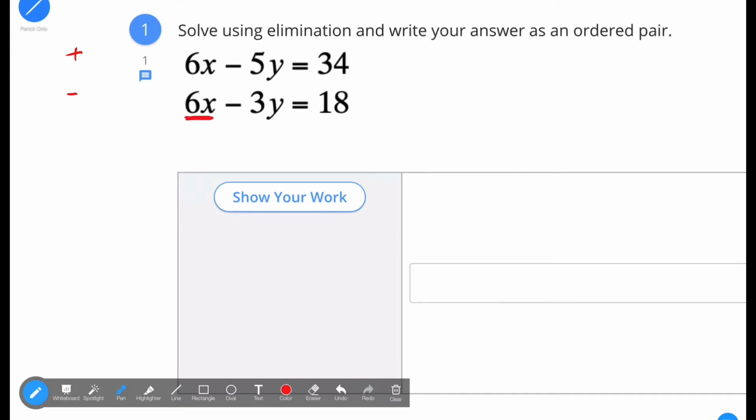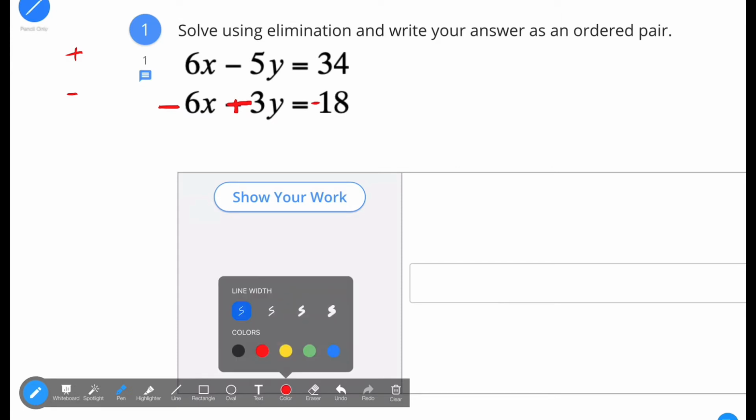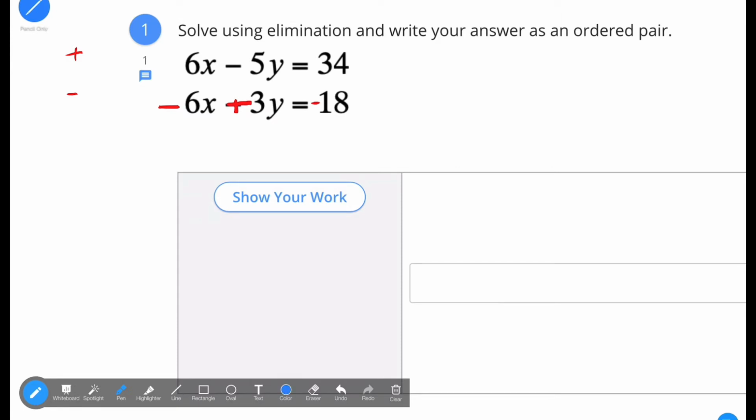So let's say that I want to make this number 6 a negative. To do that, I multiply everything down here by a negative 1. What that does is it changes that to a negative, that to a positive, that to a negative, if I multiply everything by negative 1. Now the reason I do that is because 6 minus 6 is 0. So I can eliminate those two.